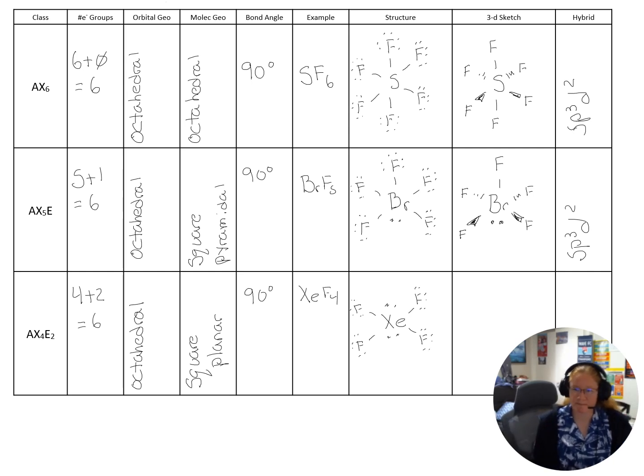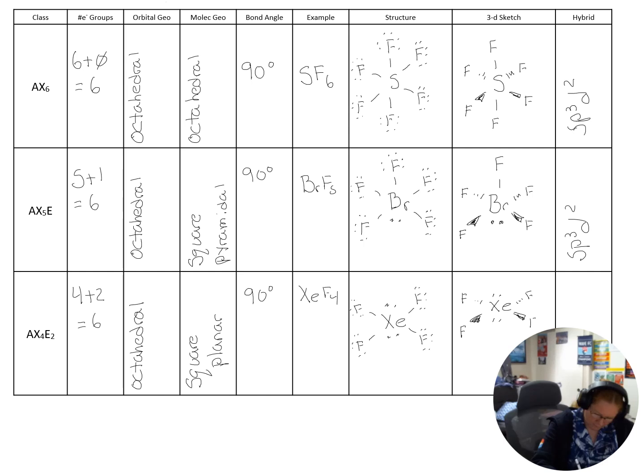So there's our Lewis structure. And now for our 3D sketch. Okay, and this is still SP3D2. All right, so that's a summary there of all the different geometry types with the hybridization included for you to use as an overview study tool.